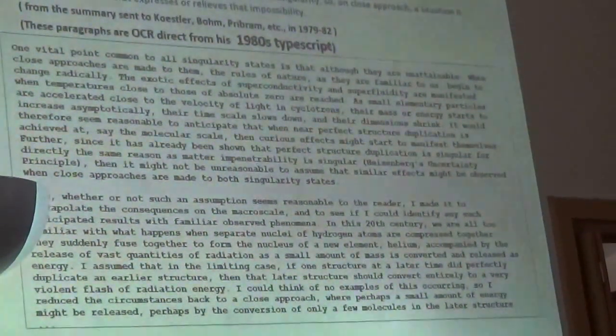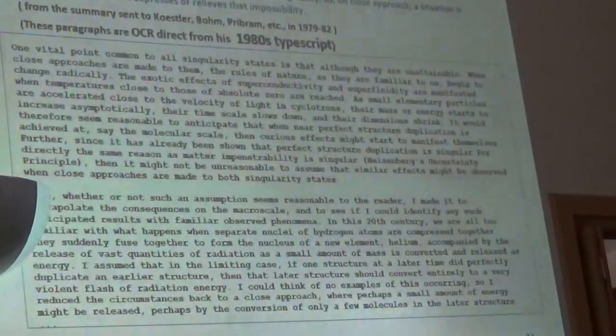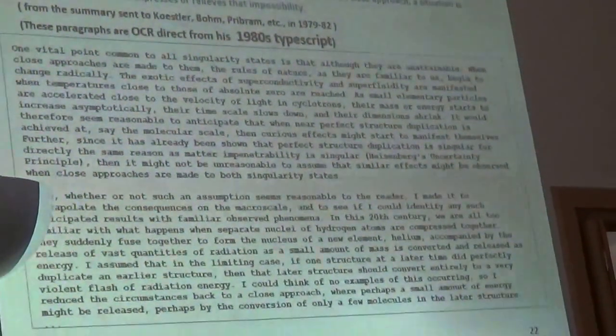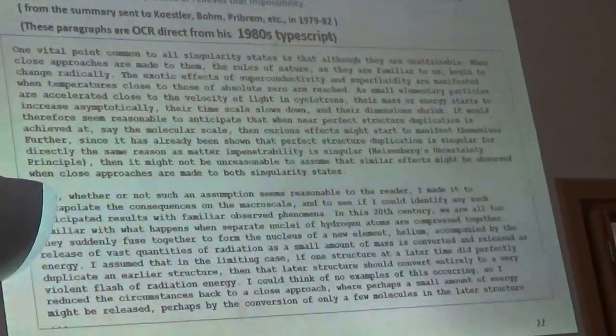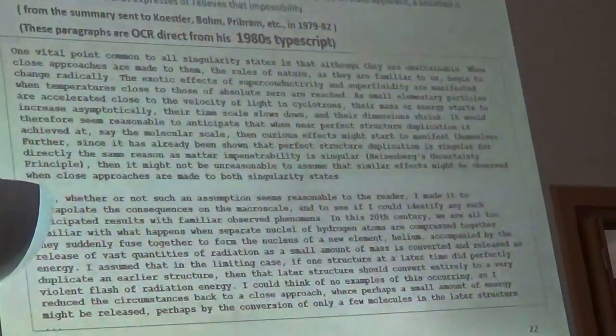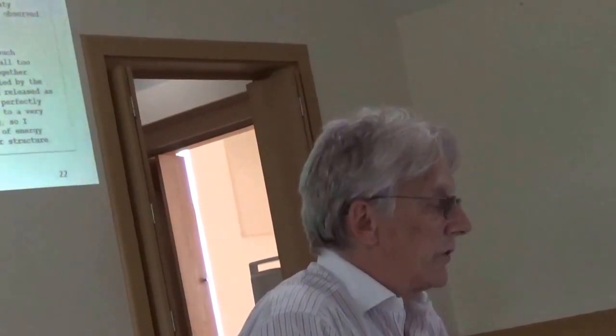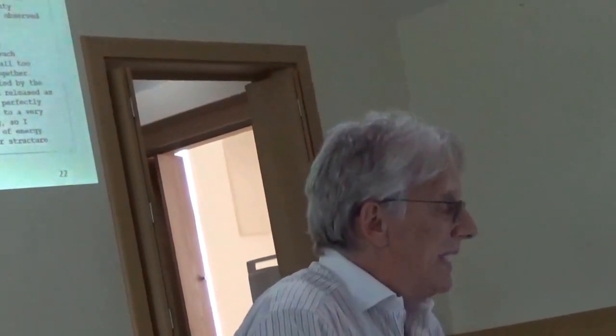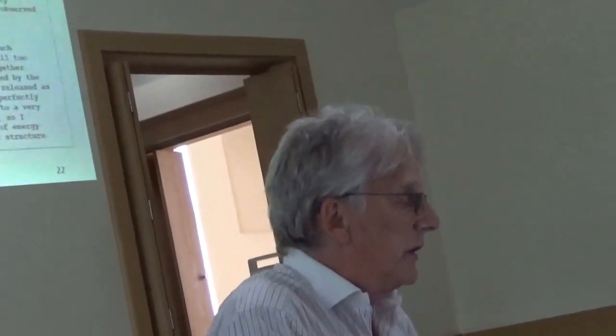Further, since it's already been shown that perfect structure duplication is singular, for the same reason as he says matter impenetrability is singular, which he relates to Heisenberg, then it might not be unreasonable to assume that similar weird effects might be observed when we get close to singularity state. Well, whether or not such an assumption seems reasonable to the reader, I made it to extrapolate the consequences on the macro scale to see if I could identify any such anticipated results with familiar observed phenomena.